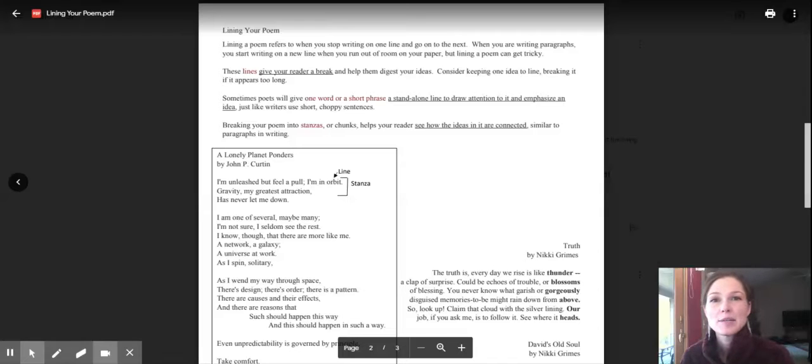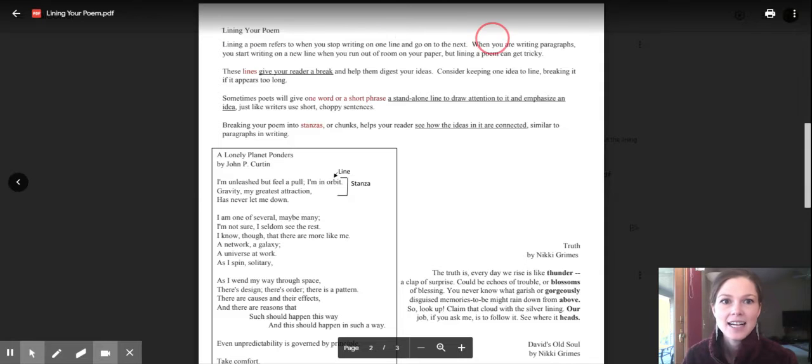All right, today we're talking about lining a poem, and Jack in Love That Dog is starting to notice the shape of a poem can influence its meaning. So, lining a poem refers to when you stop writing on one line and go on to the next. When you're writing paragraphs, you start writing on a new line when you run out of room on your paper. But lining a poem is a little bit different.